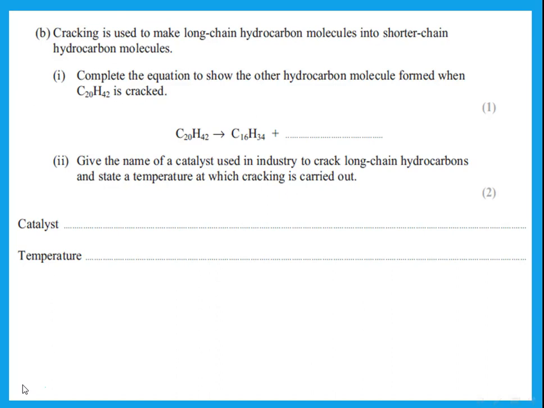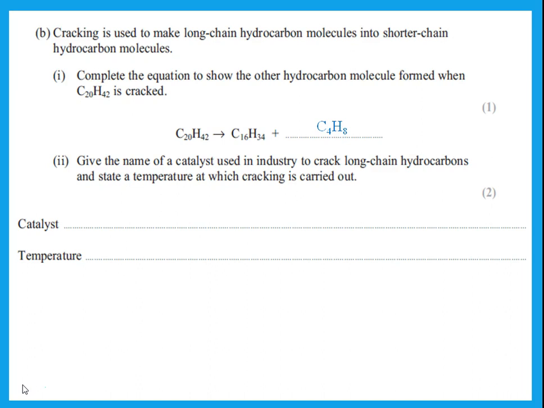Cracking is used to make long-chain hydrocarbon molecules into shorter-chain hydrocarbon molecules. Complete the equation to show the other hydrocarbon molecule formed when C20H42 is cracked. So if you're starting with C20 and he's removing C16, you're left with C what? C4. You're starting with H42, you removed H34, then you're left with H8. That's all, just subtraction.